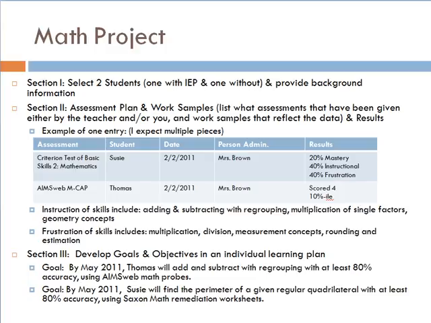For example, a good goal could be: by May 2011, Thomas will add and subtract with regrouping with at least 80% accuracy using Ames Web math probes. Or by May 2011, Susie will find the perimeter of a given regular quadrilateral with at least 80% accuracy using Saxon math remediation worksheets, etc. I just want to know who, how it's going to happen, with what, by when, etc. You can even say within a certain setting how this is going to be achieved. That is fine by me.